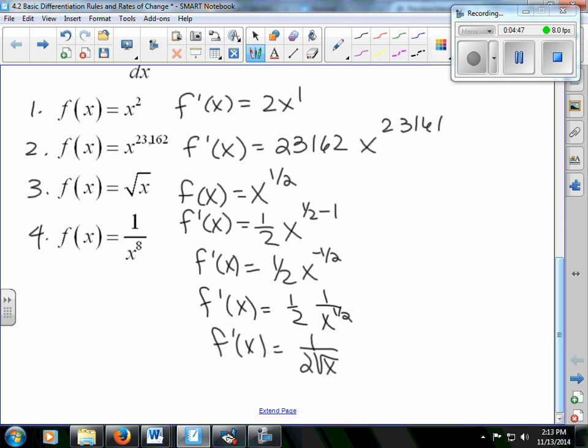And we did this before. We have done this question. If f of x equals radical x, we have determined that f prime of x is 1 over 2 radical x.